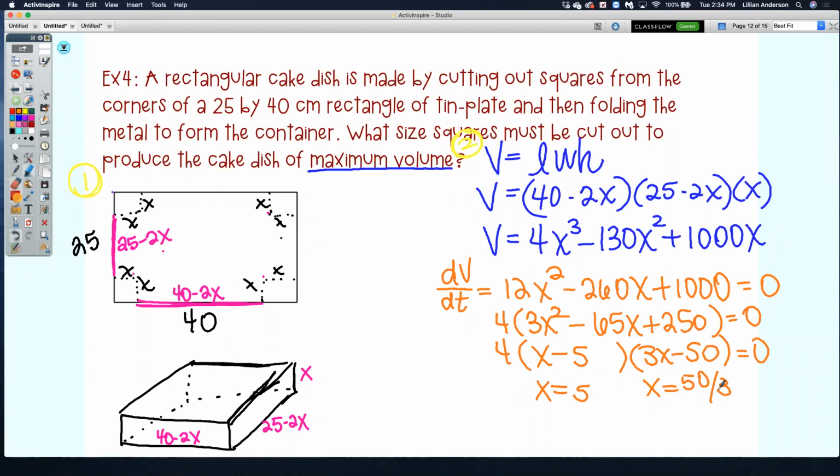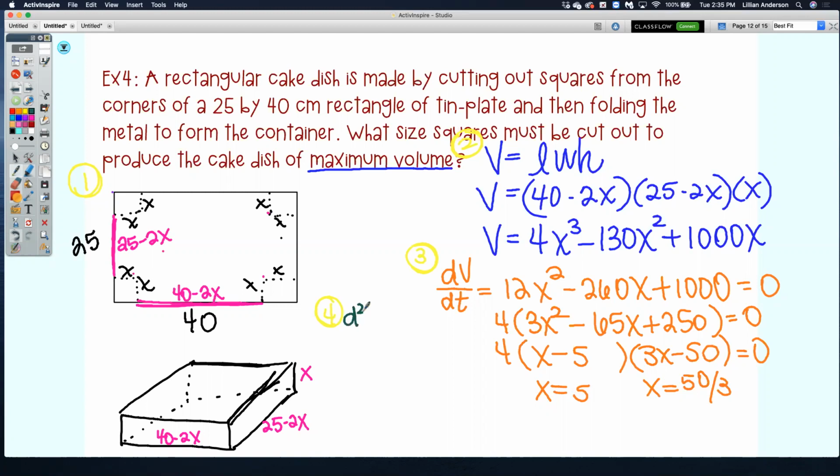So, one of these is the correct one, and one of these isn't. We want the one that's going to maximize volume. So this is where we can either do the first derivative test or the second derivative test. This is step 4, okay? Now, I'm going to use the second derivative test because this is nothing but a polynomial function that I can take the second derivative of very easily.